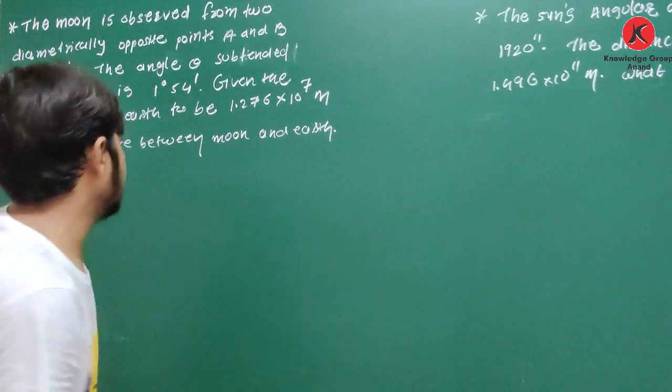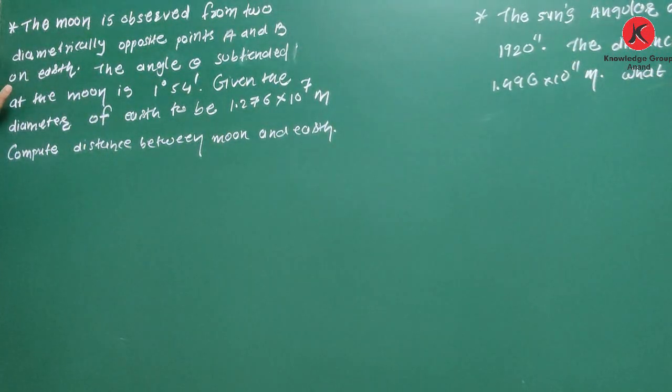See, one question. The moon is observed from two diametrically opposite points A and B on Earth. The angle theta subtended at the moon is 1 degree 54 minutes. Given the diameter of Earth to be 1.276 into 10 raised to 7 meter. Compute the distance between moon and Earth.